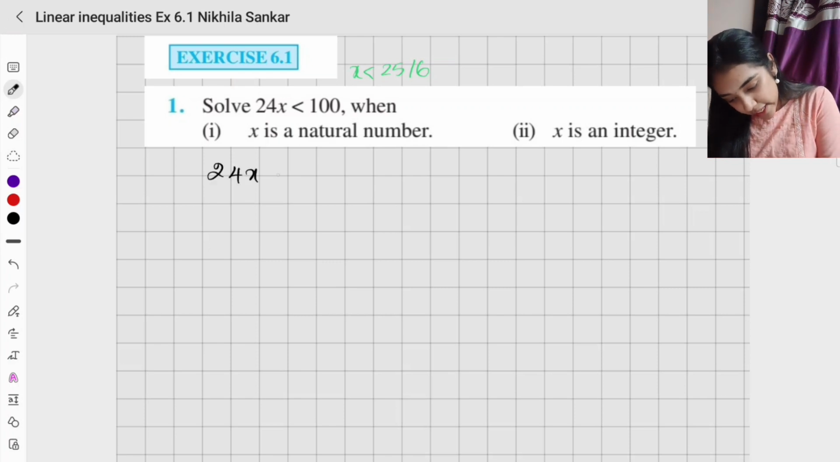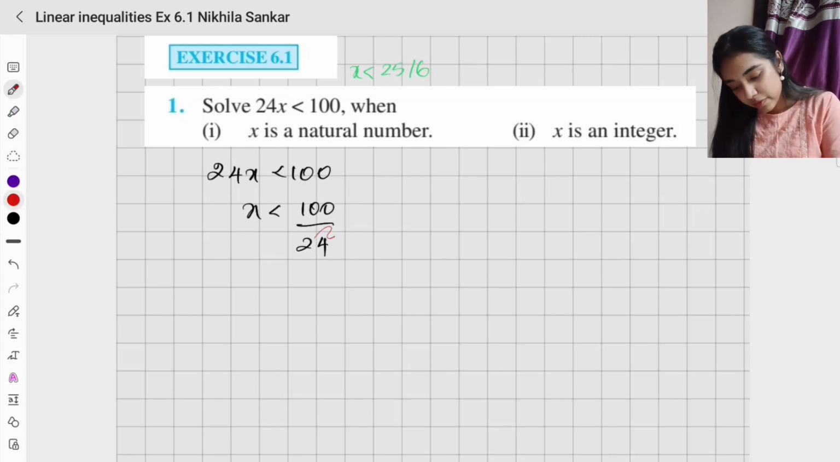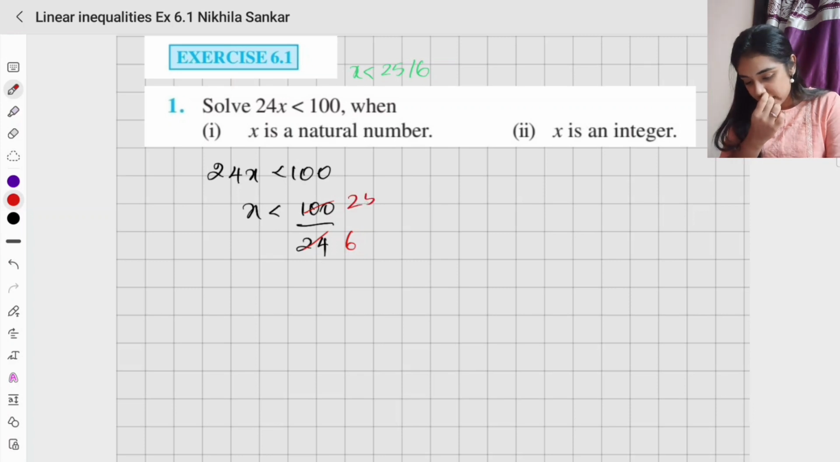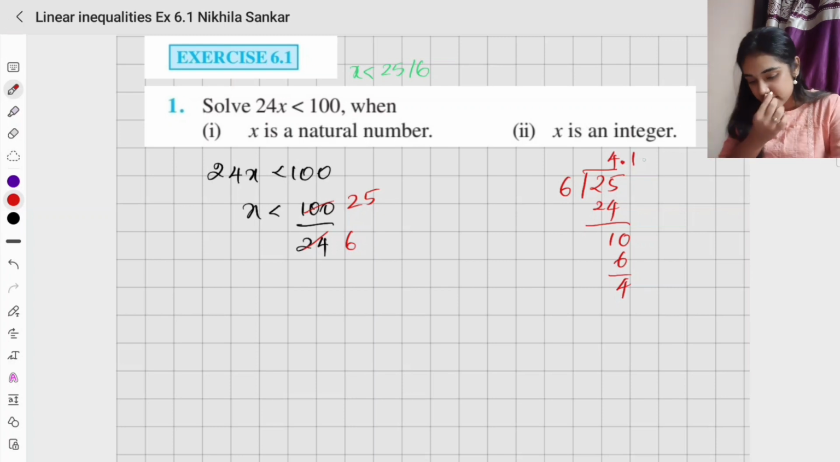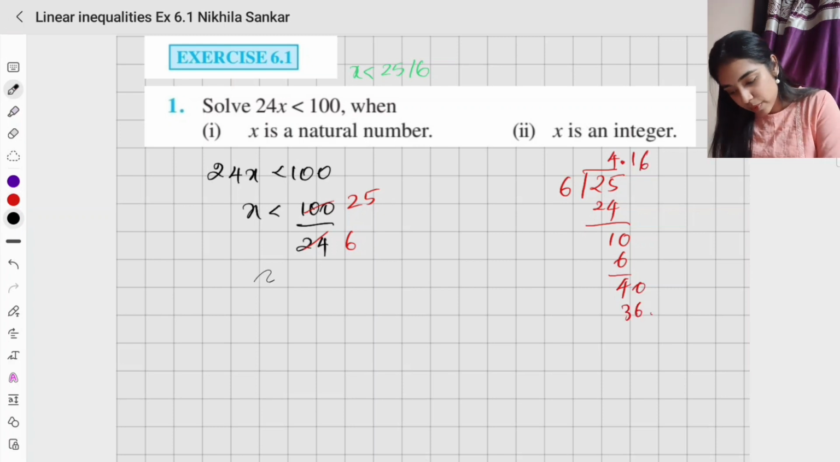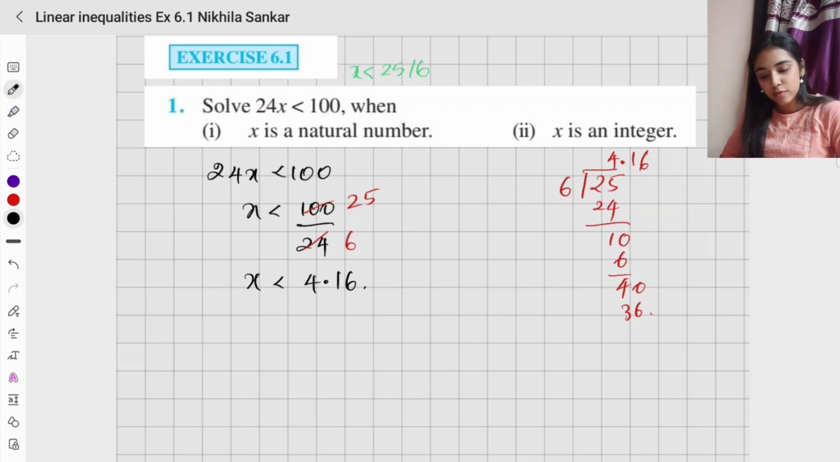So I'll have 24x less than 100. x is less than 100 divided by 24. What happens when I simplify? 4 6s are 24. 4 2s are 8. 4 5s are 20. 25 divided by 6, which is going to give me 6 4s are 24. 1 0, 6 1s are 6, 6 8s are 48, 6 7s are 42, 6 6s are 36. So இந்த மாதிரி போயிட்டே இருக்க போகுது. So my x value is going to be less than 4.16. So x is less than 4.16.